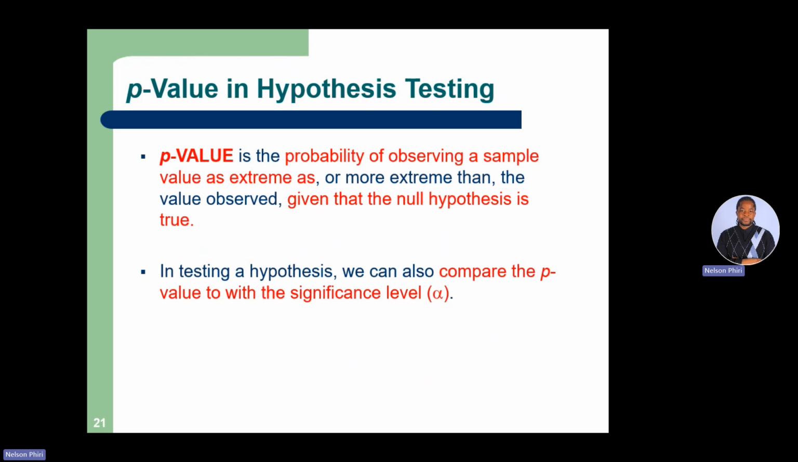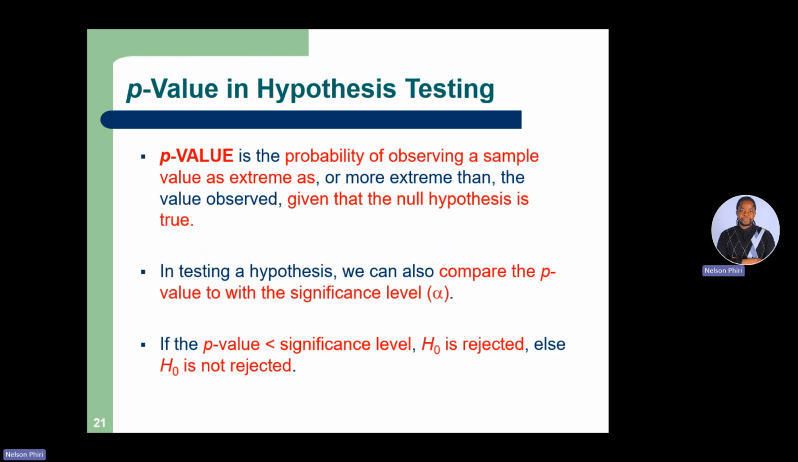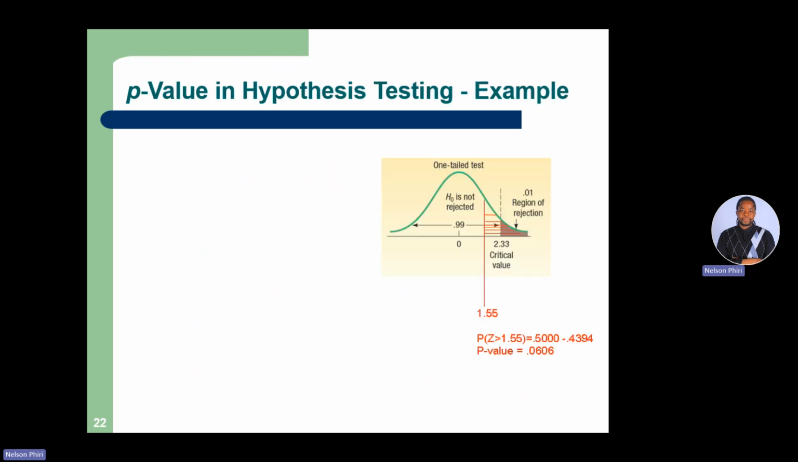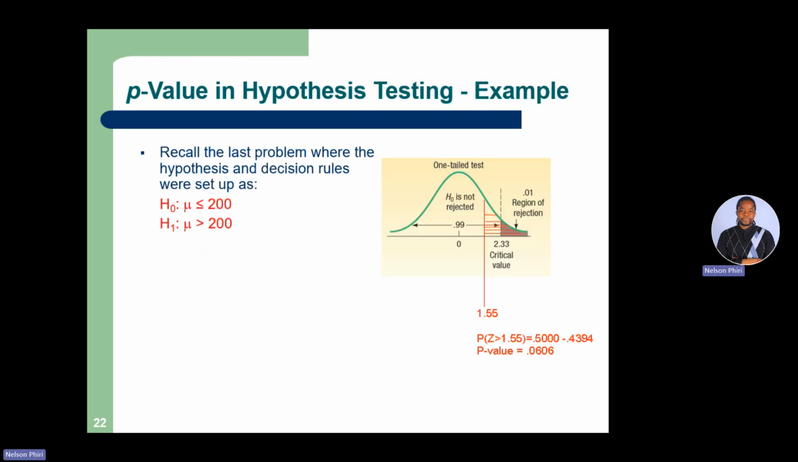So there is the p-value test. When you're conducting a p-value test, you compare the p-value to your level of significance. If your p-value is less than the level of significance, then H naught is rejected. If your p-value is greater than the significance level, then H naught is not rejected. So we have this last problem where we are testing if the mean has increased. In that particular case, our Z value was 1.55, then our Z alpha was 2.33.